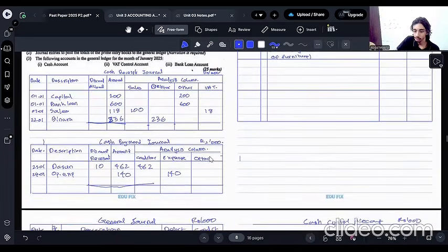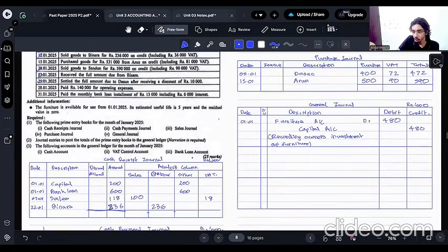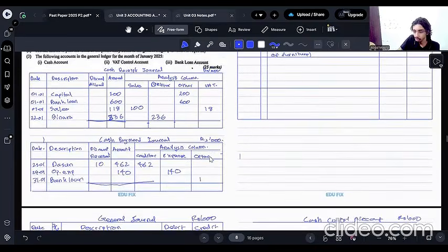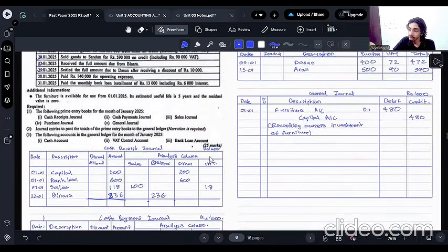So how are you going to do that? On 31st of January, you're going to write here bank loan, and you're going to record the entire installment of 13,000 in the bank loan account. After that, the interest you will do as an adjustment. Now, interest is an expense. Interest expense is debit.